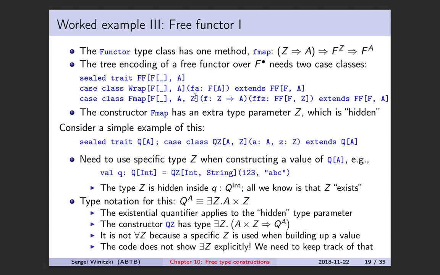So we need to keep in mind that the encoding of the free functor uses here z as the existential quantified type. To get a little more intuition about how the existential quantified type works, let us consider a simple example similar to this one, where you have existential quantified type z with a function mapping it to something and another piece of data containing that type.